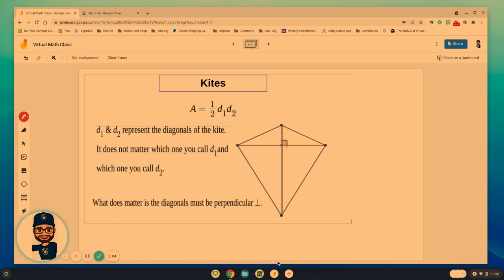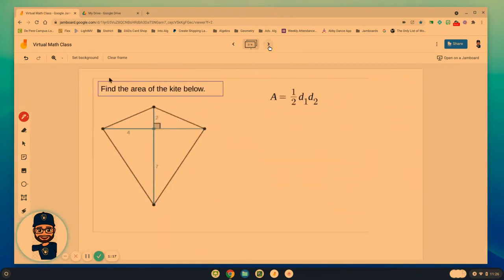And again, the height is where we get that perpendicular altitude piece, and it's nice that the kite does that automatically. So let's put one of these into practice. Find the area of this kite below.